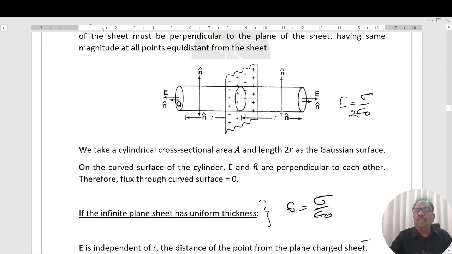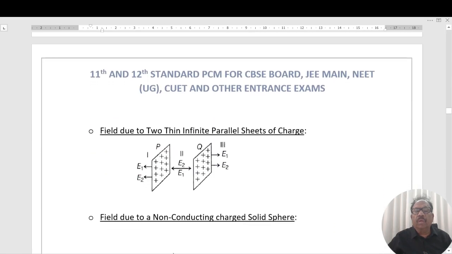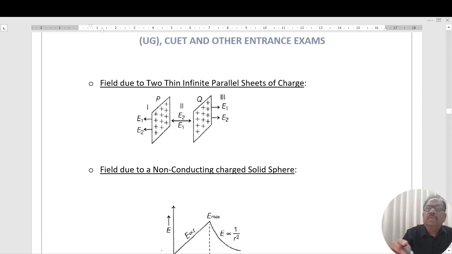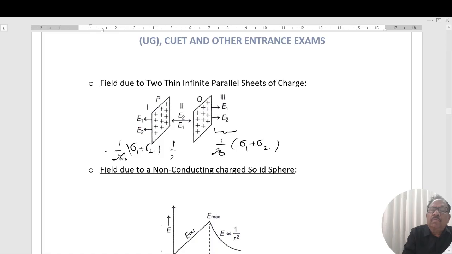Now, a simple formula to derive this: take the left hand side of Gauss's theorem, the closed integral of E dot dS, equal to 1 over epsilon naught times the enclosed charge. For the electric field due to two infinite sheets, there are 3 regions. In region 3, it will be equal to 1 over 2 epsilon naught times sigma 1 plus sigma 2. In the middle region, minus 1 over 2 epsilon naught times sigma 1 minus sigma 2, and in the other region, 1 over 2 epsilon naught times sigma 1 minus sigma 2, considering this is greater than this.